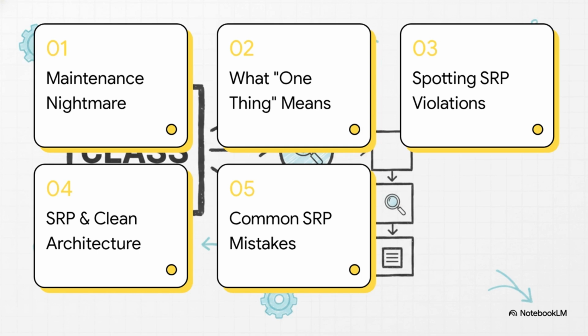First, we'll relive that all-too-common code maintenance nightmare. Then we'll get to the bottom of what one responsibility really means. After that, we'll look at how to spot when you're breaking the rule, how this one idea scales all the way up to system architecture, and we'll finish off by looking at some common mistakes people make.